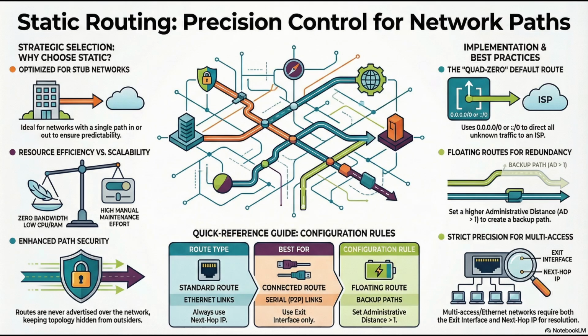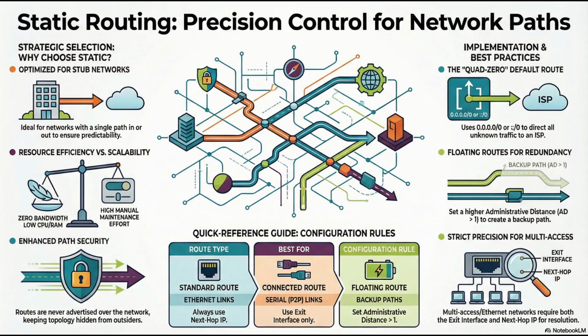Now, we have to talk about some of these special routes. The source material gives us 2 cool concepts, the funnel and the sniper. Let's start with the funnel. The funnel is your default route. You might also know it as the gateway of last resort. A quad 0, 0.0.0.0 with a mask of 0.0.0.0, or in IPv6, it's ::/0.